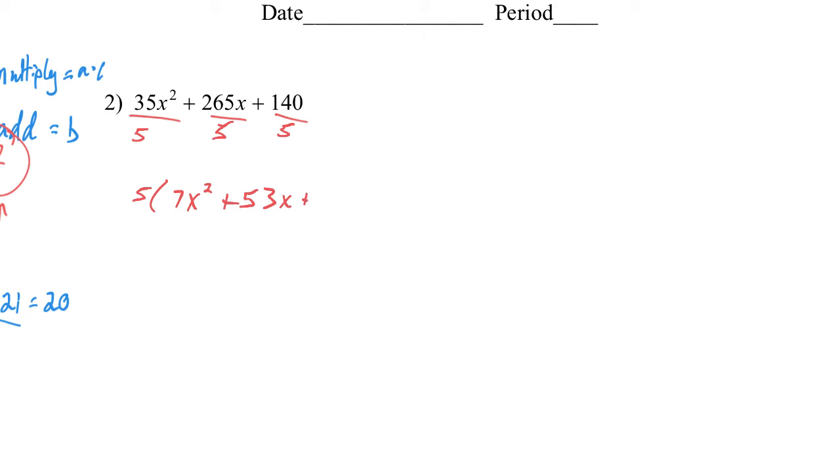Keep the x plus 140 divided by 5 is going to be 28. Okay, so there I've taken out the common factor. You always want to take out the common factor first. Then I've got A, B, C. So draw your star. A times C on the top, B on the bottom, A on the sides.